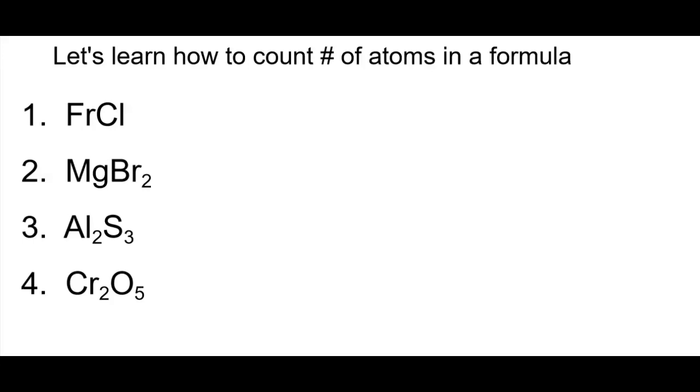Today you're going to learn how to count atoms. This will prep us for balancing chemical equations. So here you have, remember an atom starts with a capital letter, so here you have francium and chlorine, magnesium, bromine, aluminum, sulfur, chromium, and oxygen.